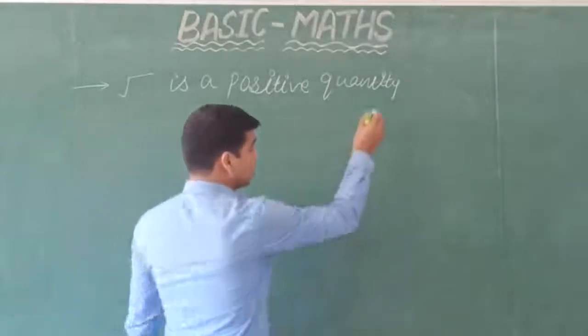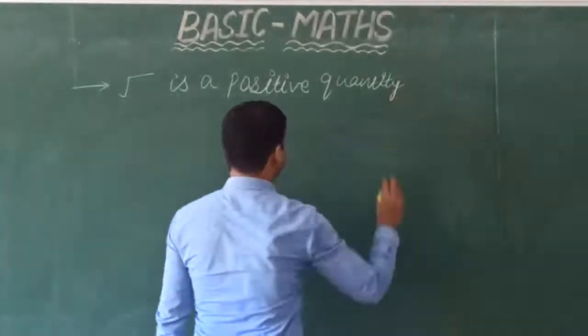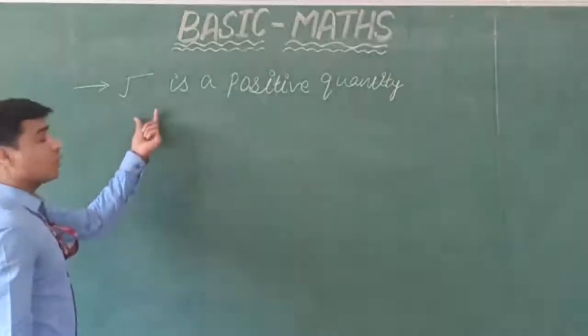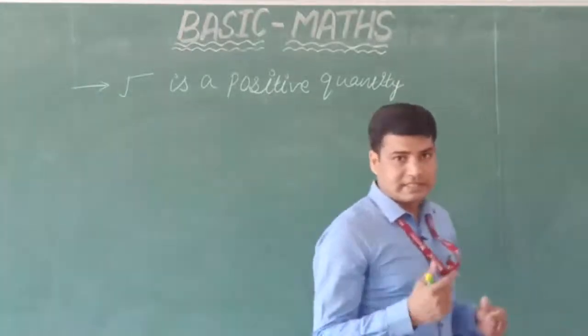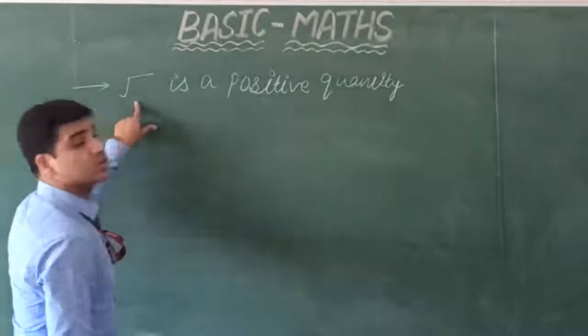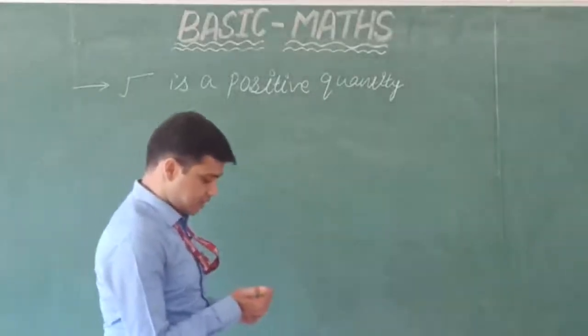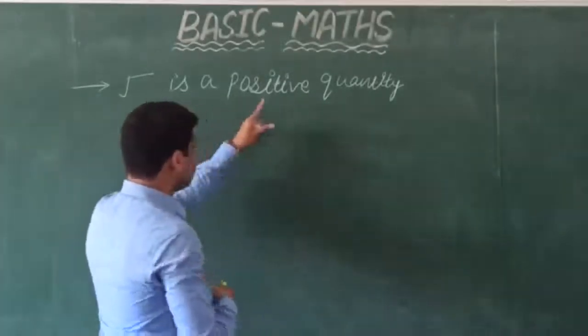Okay, so the question is why is root a positive quantity? It's a very simple reason. We know that root under a negative is not defined, meaning if you put anything negative under this root, it will become imaginary. That's why it is a positive quantity.